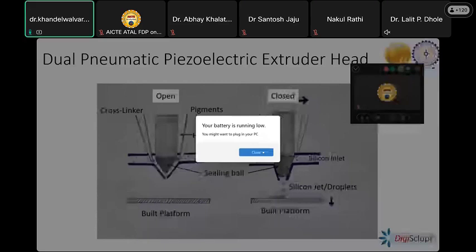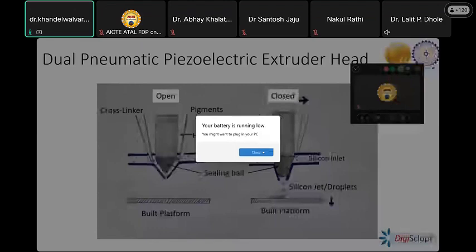So we are developing this dual pneumatic piezoelectric extruder. In this first image, you can see this space is filled with a silicone material, which is pneumatically controlled. The flow of this material is pneumatically controlled, and this is a piezoelectric crystal. Now when the 90-volt current is applied, because of the change in the dimension of this crystal, this space gets closed, and then it extrudes a picoliter of silicone material onto the build platform.